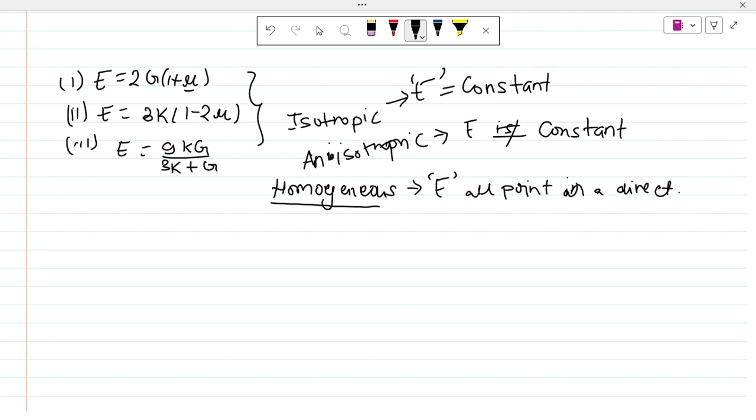So we have learned about isotropic and homogeneous material, volumetric strain, and bulk modulus. Okay, I think this is it. Thank you.